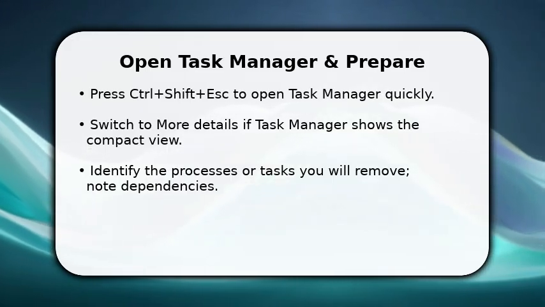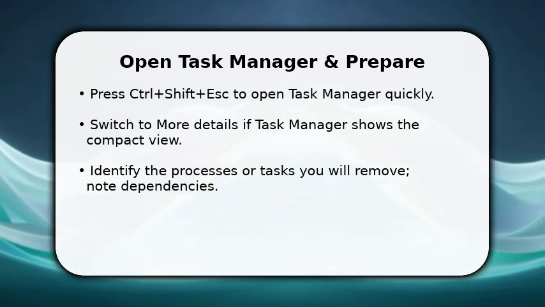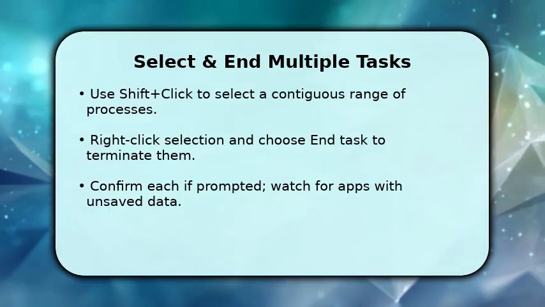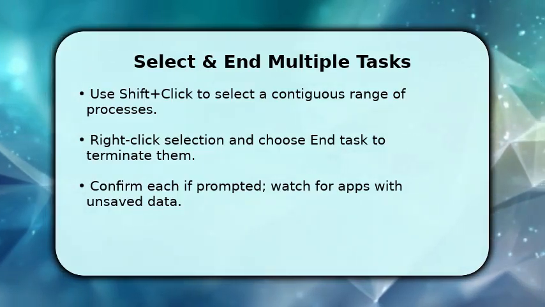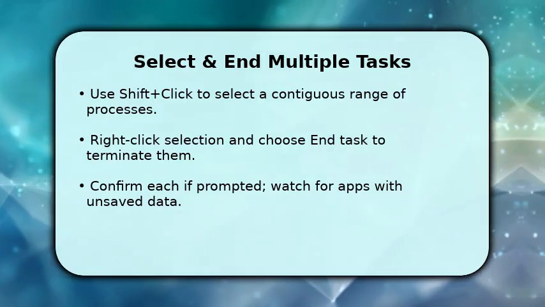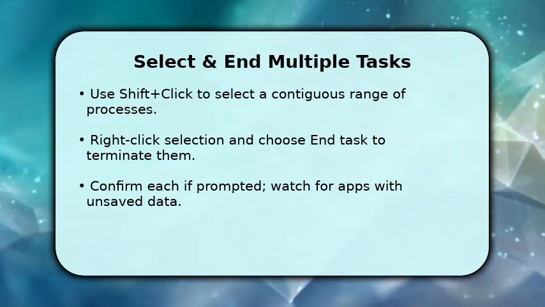Next, sort by CPU or memory to target the heaviest tasks first and confirm your choices. You now select the tasks you want to delete. Use Shift plus click for a block or Control plus click for non-contiguous items so you control exactly which processes go. Once selected, right-click and choose End Task to terminate them.